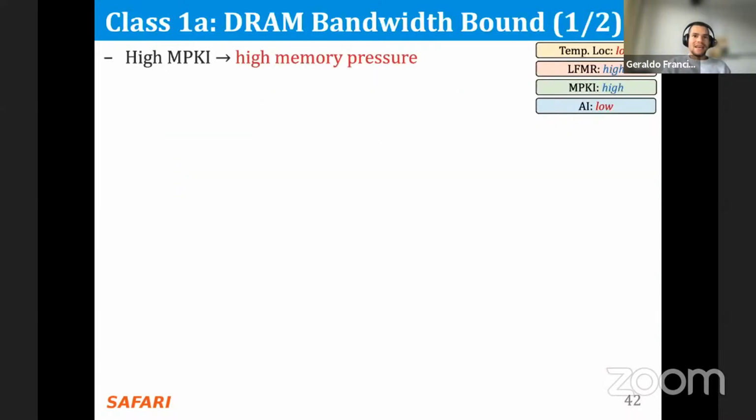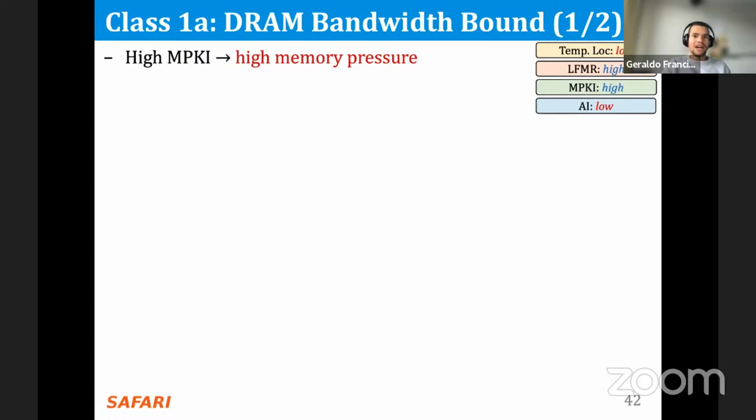Applications in this class have low temporal locality, high last level cache miss ratio, high MPKI, and low arithmetic intensity. We make the following observations. First, applications in class 1A exert high memory pressure on the system. It means that they will likely require high memory bandwidth from the memory subsystem.